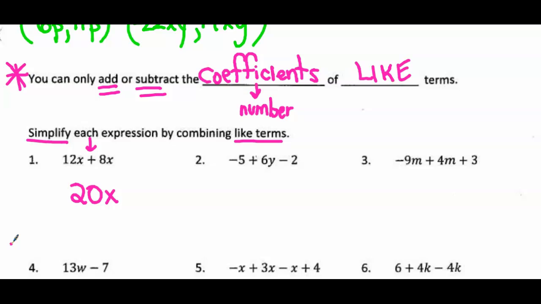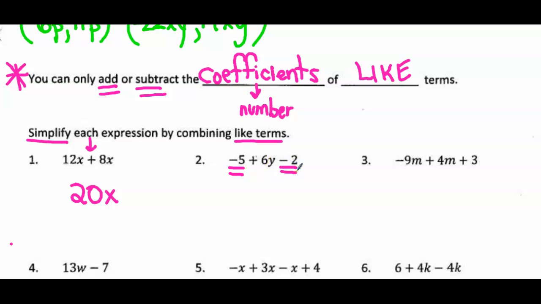When we go to number 2, there are 3 terms on number 2. Of those 3 terms, ask yourself which ones are like terms. The like terms in number 2 are the numbers by themselves.